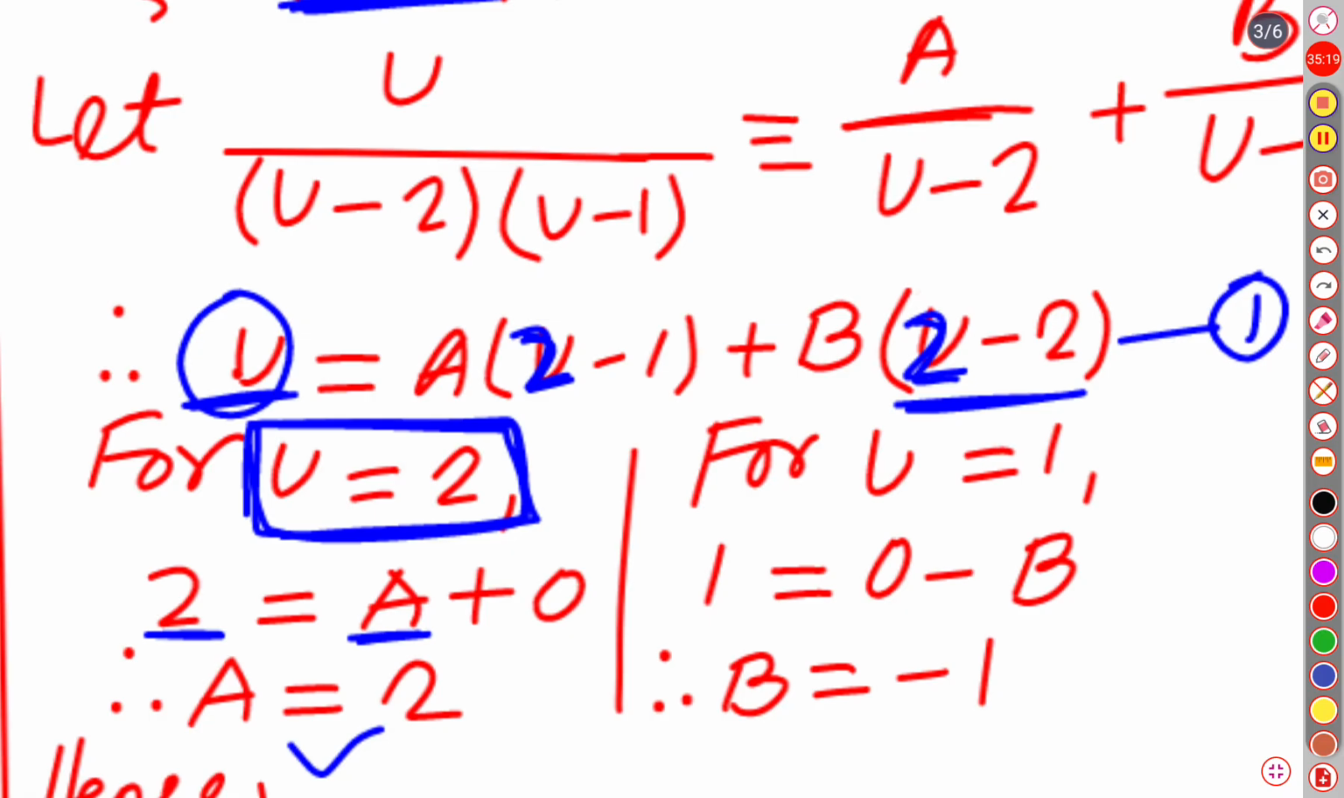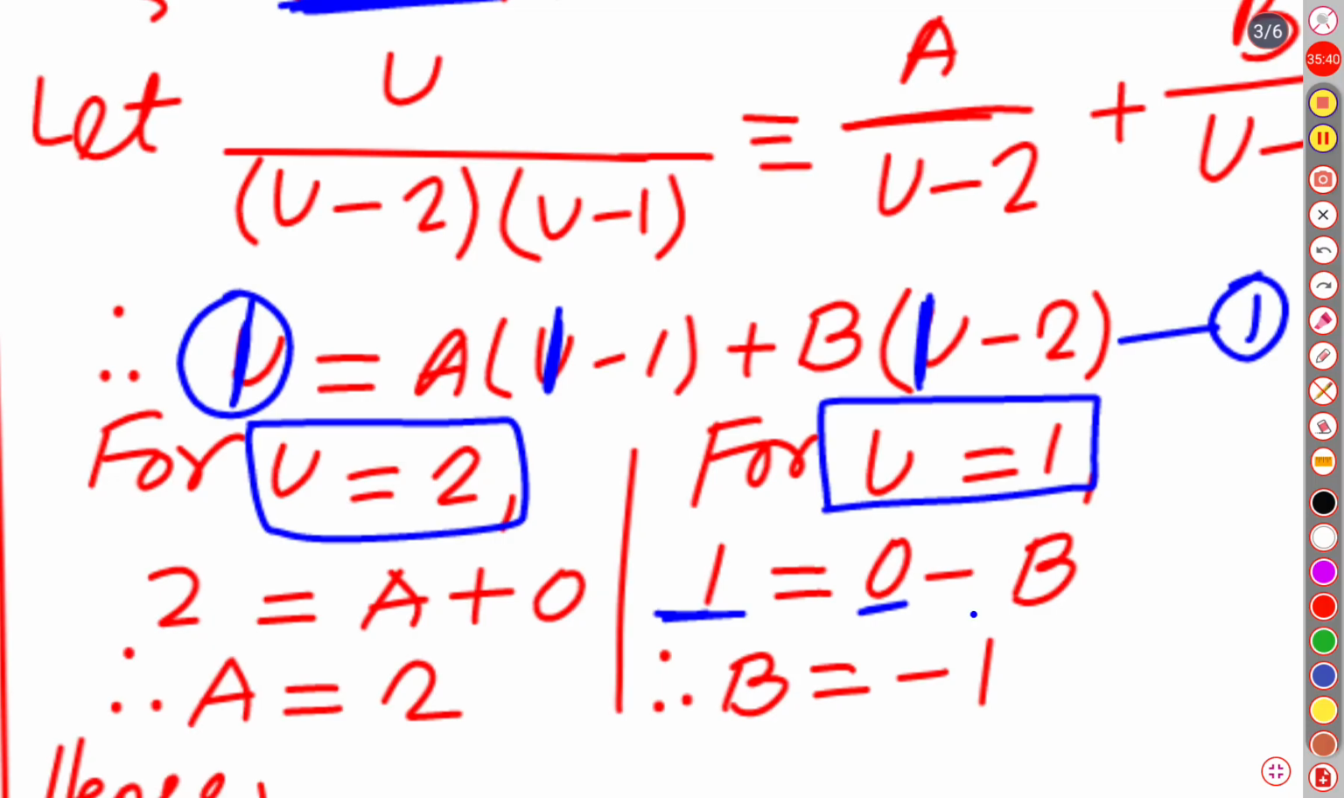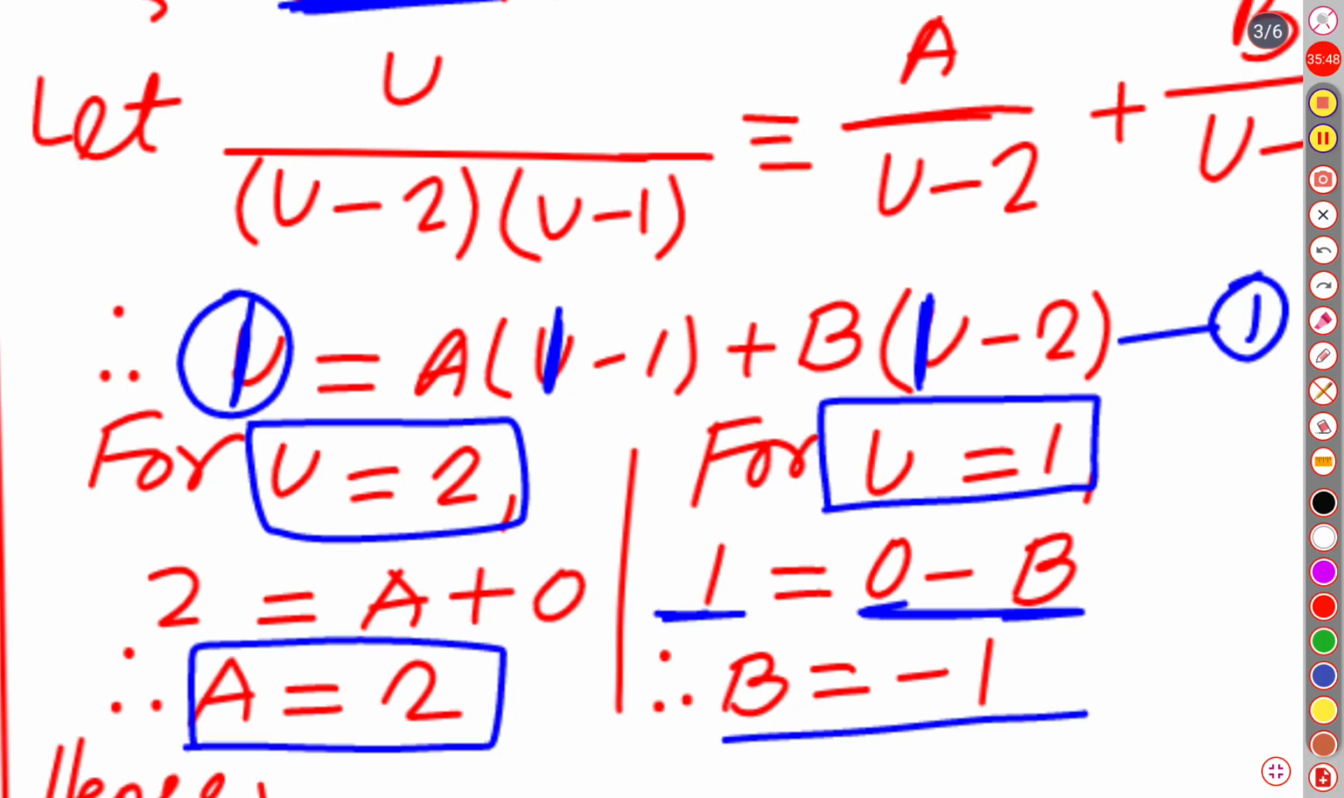Then if we suppose u equal to 1, the left side is 1. On the right side, 1 minus 1 is 0, so the first one is 0. And here 1 minus 2 is negative 1, so it is negative b. On the right side it will be 0 minus b, that means b is equal to negative 1. So our a is 2 and b is negative 1.